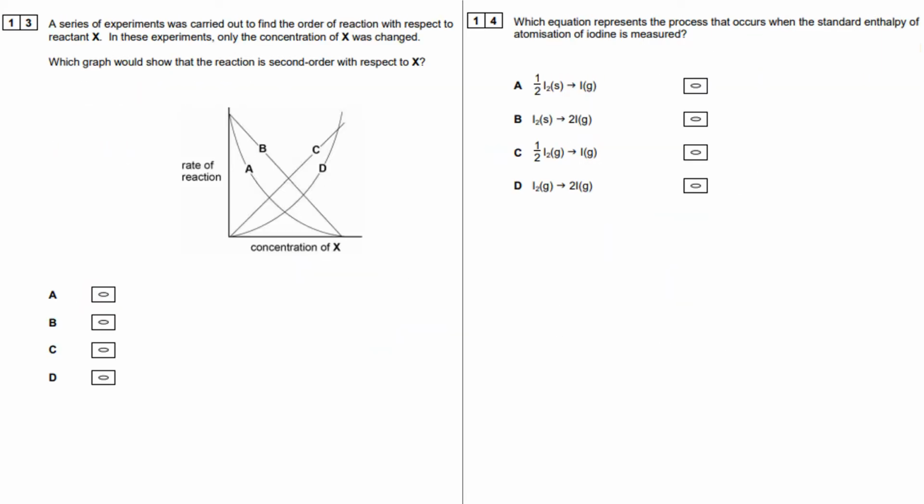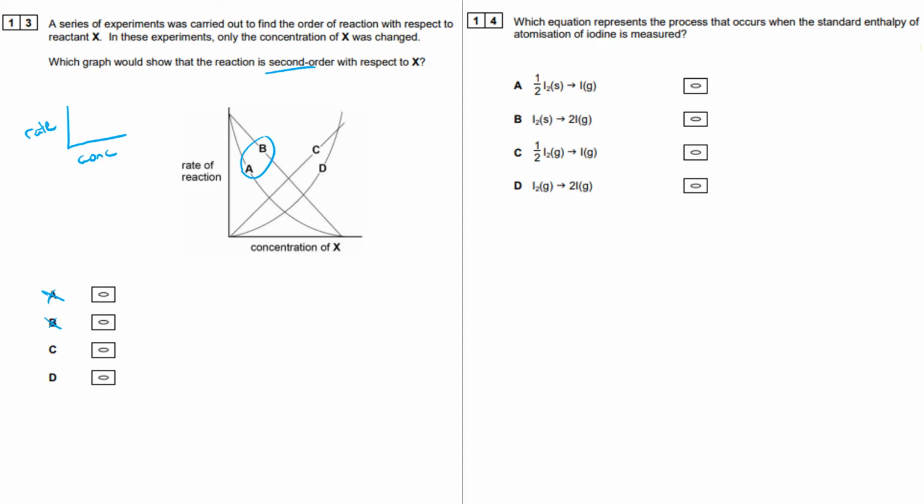Question 13. Here we're given a graph of concentration of reactant against the rate of reaction. Now, as the concentration increases, the rate would also increase if it's second order with respect to X. So concentration and rate are proportional, or proportional squared, so it cannot be A or B. Those are showing that as concentration increases, rate decreases, which is incorrect. So it has to be C or D.